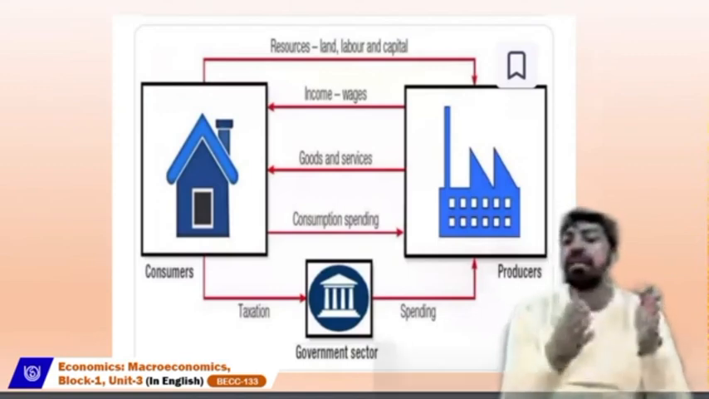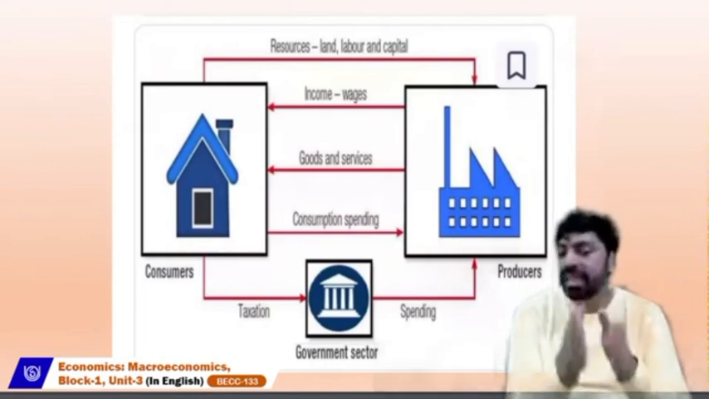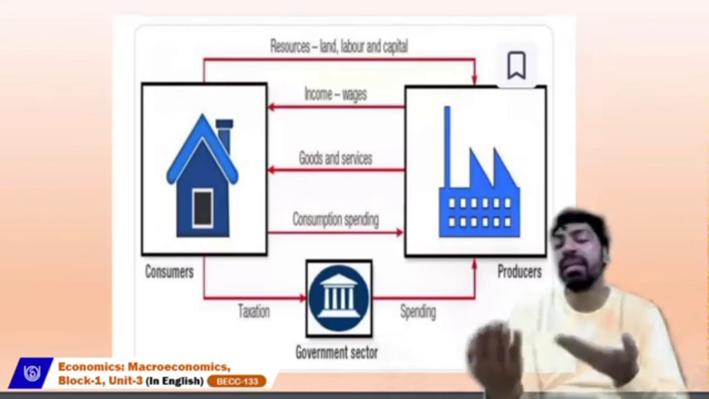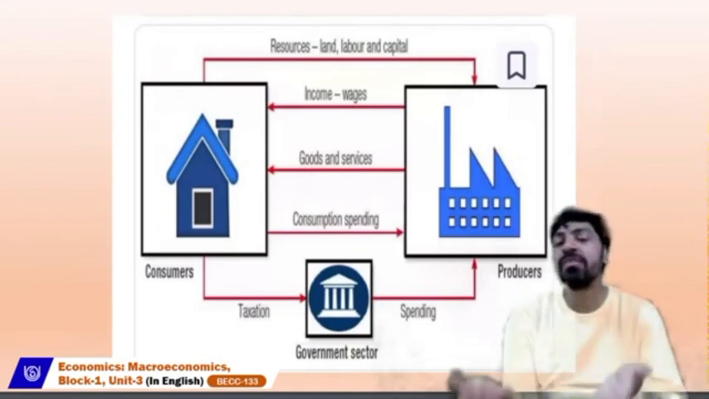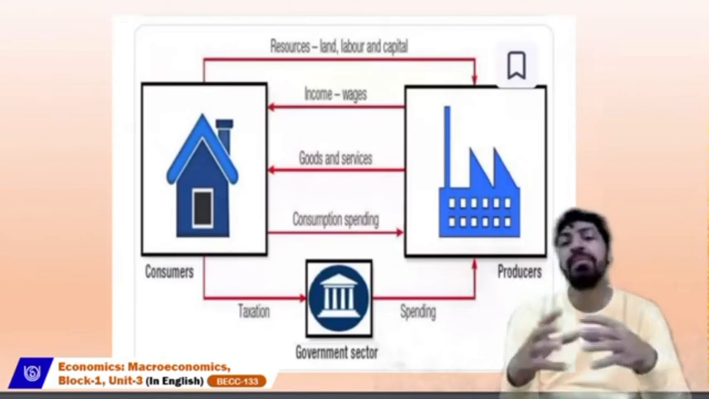So once the government receives the taxation, if you look at the diagram, it is then expended to the organizations and firms, which also includes the households. The whole cycle will remain the same.